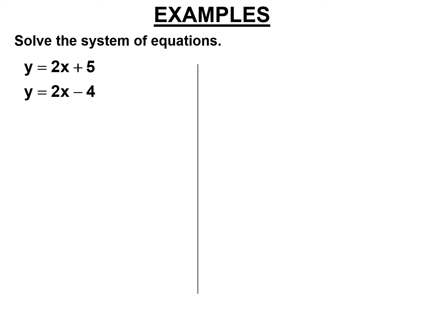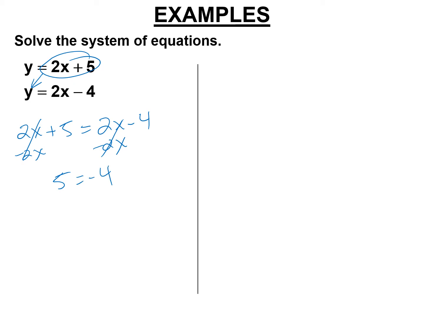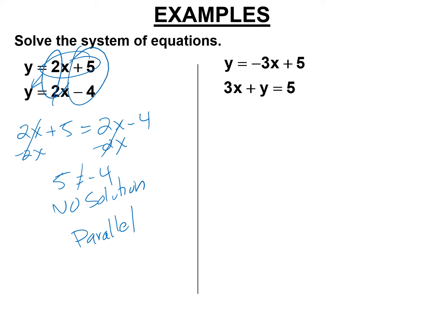So let's try this one. So you can go either way. I'm going to go 2x plus 5 equals 2x minus 4. Subtract 2x from both sides. What is that? 5 equals negative 4. What does that mean? Well, whenever we get that, that means there's no solution. But what does that mean about this system? Tell me about those lines. Hopefully you're saying, Mr. Ben, they're parallel, right? They have the same slope, but different intercepts.